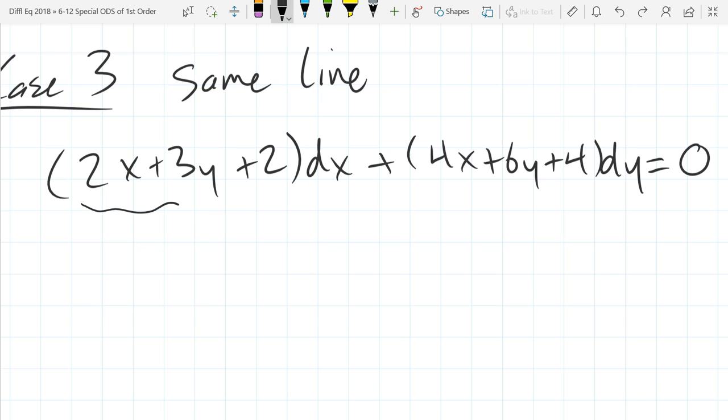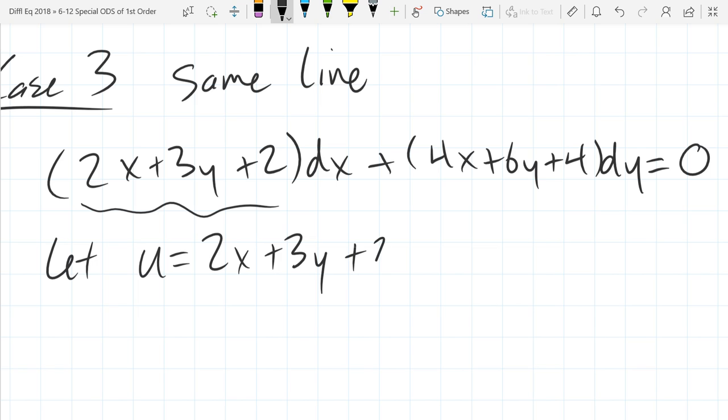We're going to let u equal the first. You can choose either one for u. I'm going with the one on the left because then I'll have 2u as the other one instead of a half, but it doesn't matter which way you go. Let u equal 2x plus 3y plus 2.